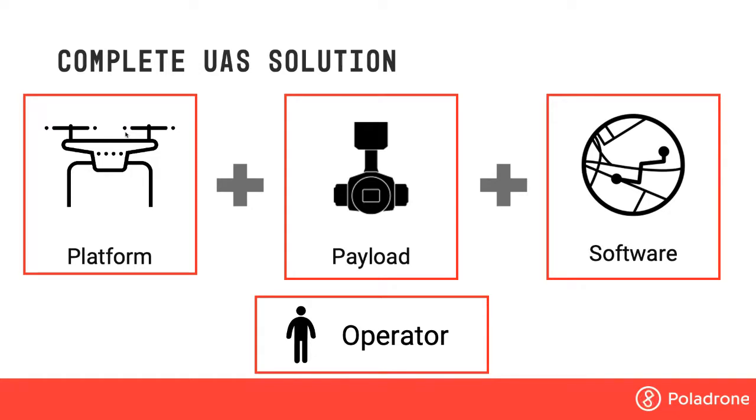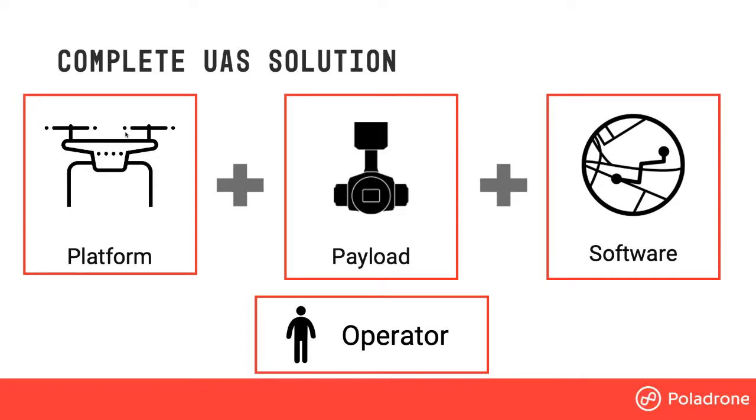To have a complete UAS solution, we basically need four parts. The first part is the platform. Platform normally refers to the drones, and then comes the payload itself. Payload normally refers to the cameras or other payloads like that. I will explain it later.